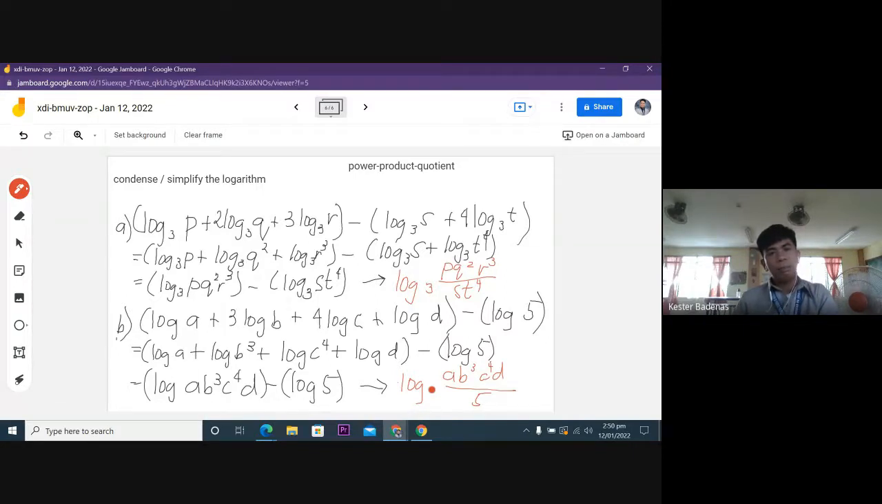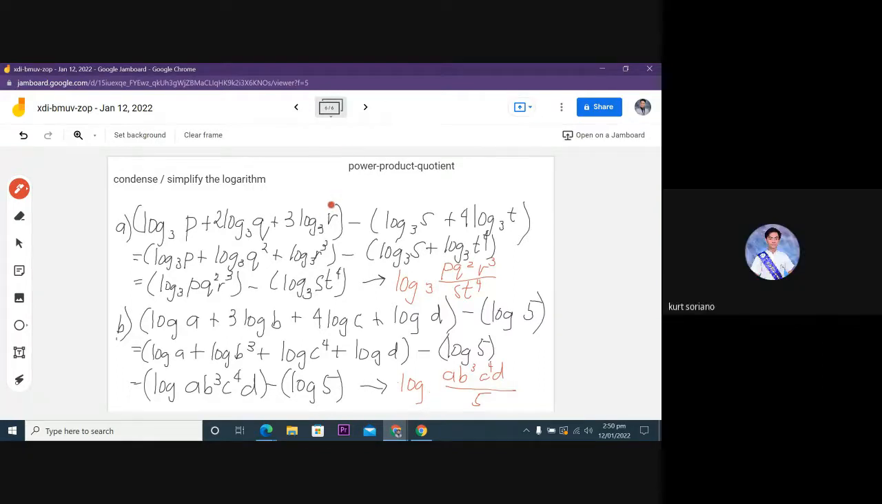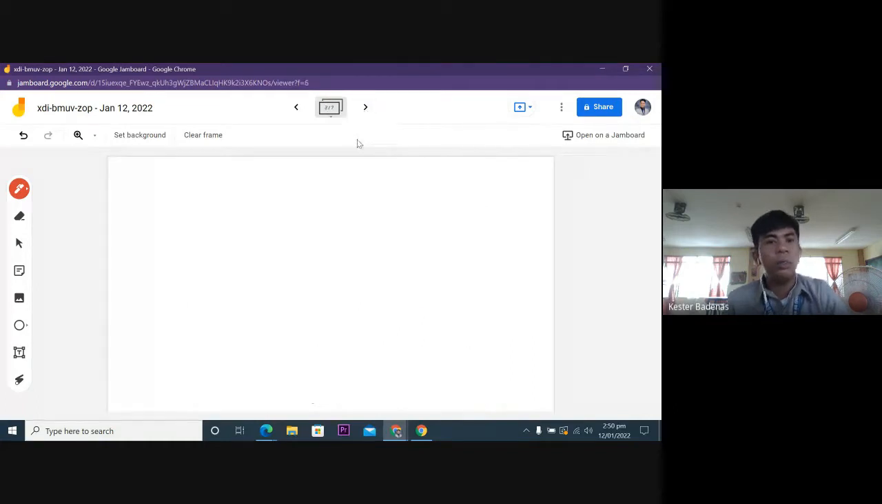May question po? Okay, wala nagtanong. What if ganito, class? Ito isang case. Hindi na ako magbibigay masyadong example na ganito, pero sana ma-grasp niyo yung concept. What if may radical? Halimbawa, logarithm of square root of 5 with the base 3. Kunwari, isa pa. Logarithm of fourth root of c cubed with the base 5.